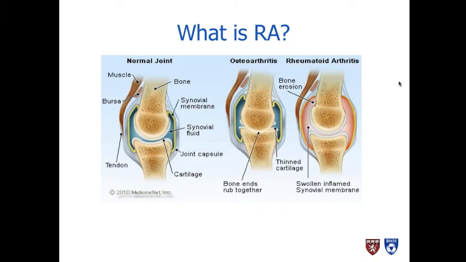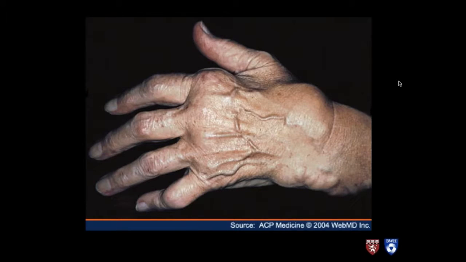So let me just give you an example of what a hand of someone with rheumatoid arthritis would look like after some time. Over time you get this bone deformity and chronic swelling, such that some of these fingers can no longer be used to grasp objects. Fortunately, nowadays people typically don't progress to this stage anymore with the right treatment, as we catch them early. Alright, so that's an overview of rheumatoid arthritis.